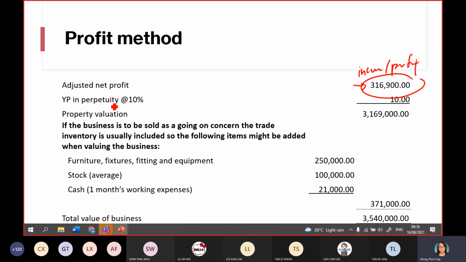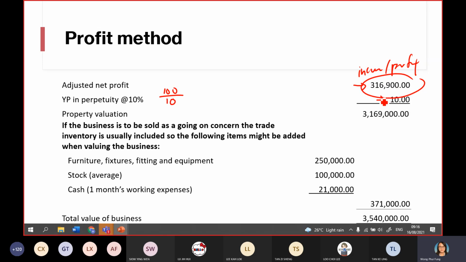That's why YP in perpetuity, assuming 10%. So 100 divided by 10. So end up is 10. So this part is assuming the balance income profit here. When the new owner takes over the hotel business, he or she is going to enjoy it forever.